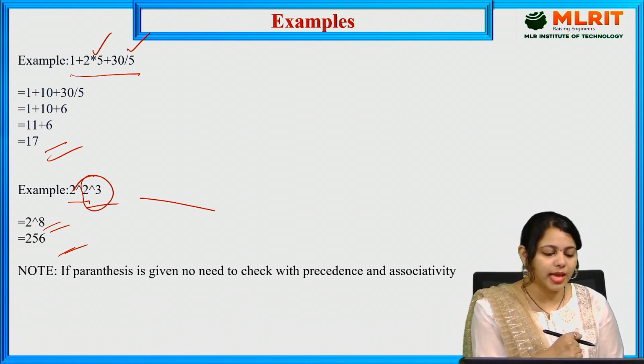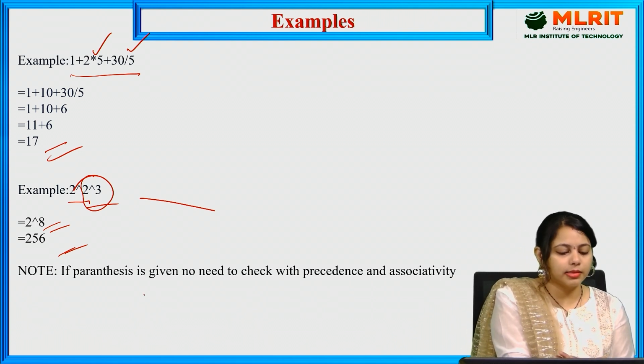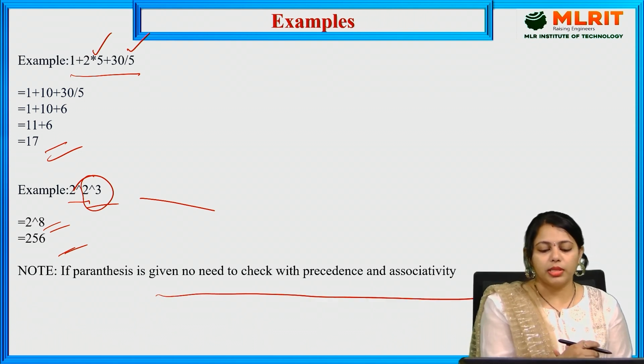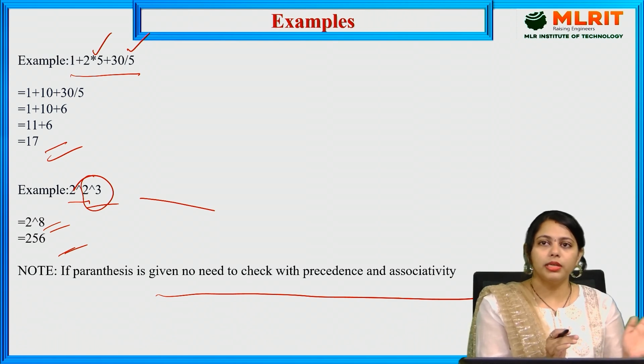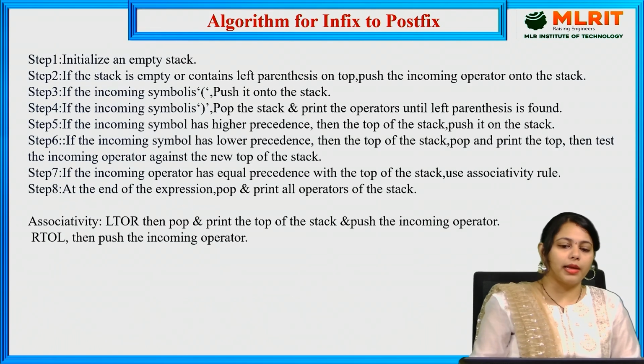So, a few examples, and here we have one more note: if parenthesis is given, there is no need to check the precedence or associativity, we can directly go. We are having the brackets.